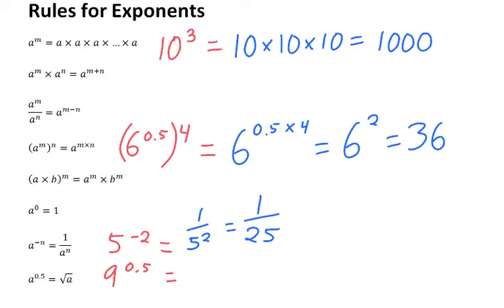The last one on this page says 9 raised to the power 0.5, and the rule directly to the left of that says that you just put that in the square root. So you have a square root of 9, which is just 3.